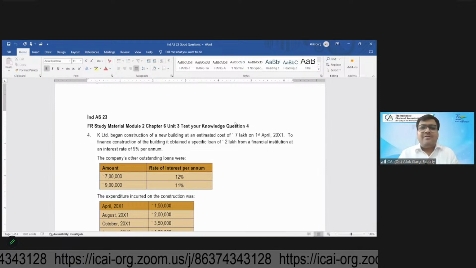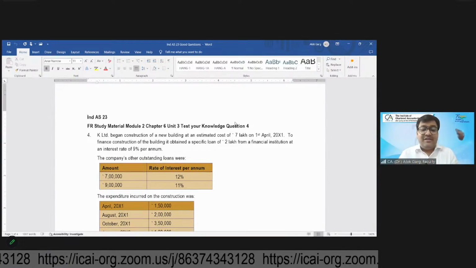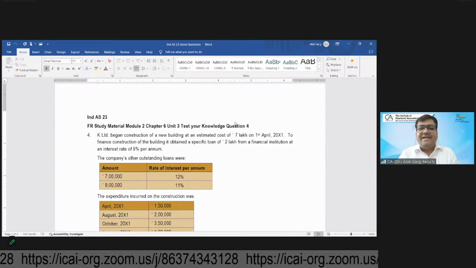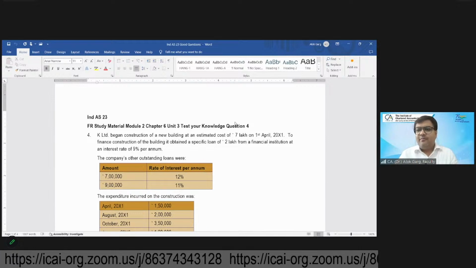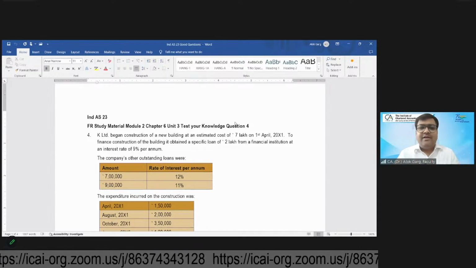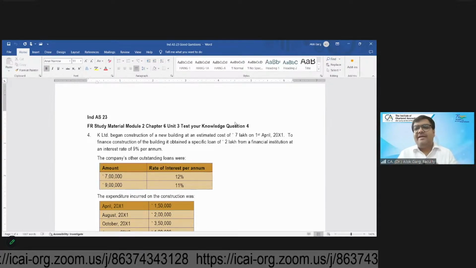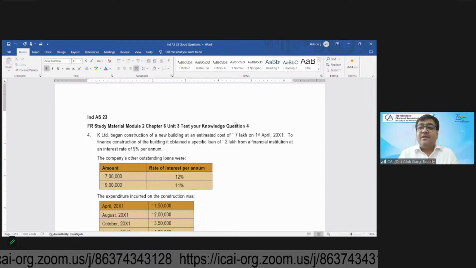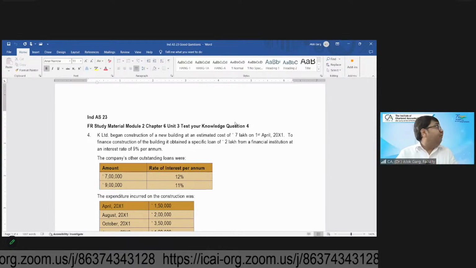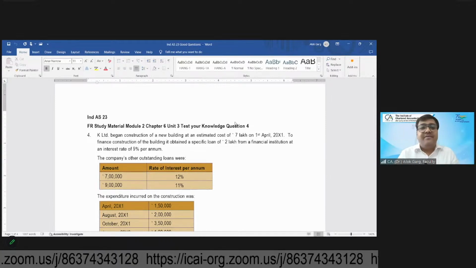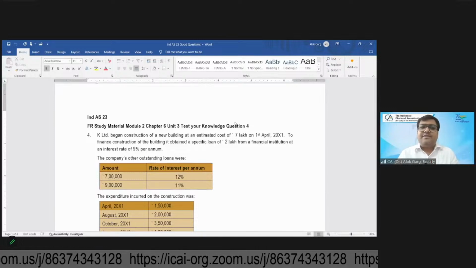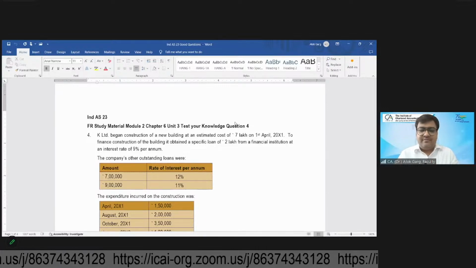Normally, whenever you hear something called a borrowing cost, the first impression which comes into our mind is P&L. Correct? Borrowing cost is kind of an expense. It is a cost of the borrowing. It is like interest, processing fee, commission. So this borrowing cost is a kind of an interest cost. It's a cost which has to be charged to the P&L. Correct?